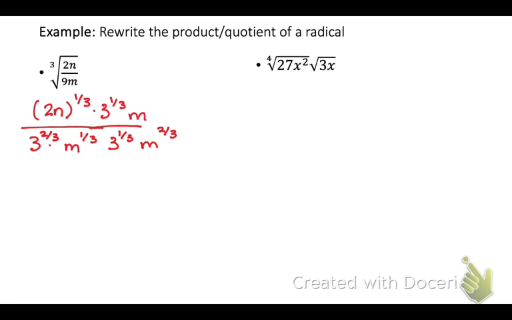Now, let's worry about the denominator first. Am I going to have any radicals in the denominator? These two are going to get me what? 3. Just 3 to the first, isn't it? And these two are going to give me what? M. So my denominator is 3m. There are no radicals and no fractional exponents. My numerator, is there going to be anything I can bring out? No, nothing is going to be able to come out, is it?